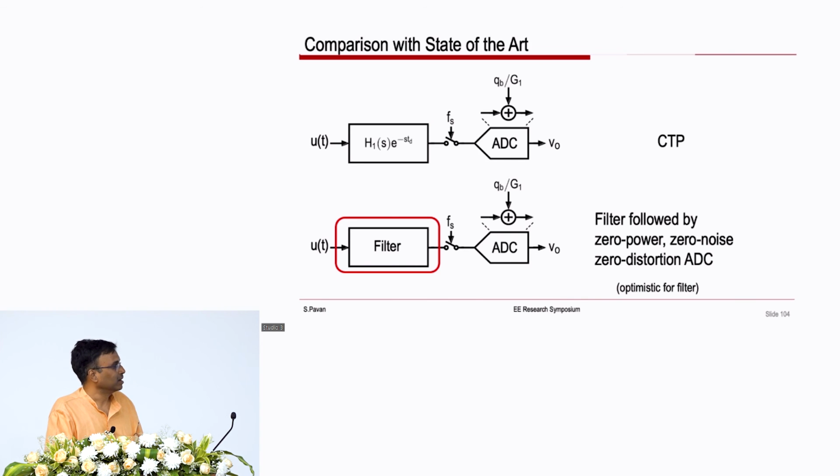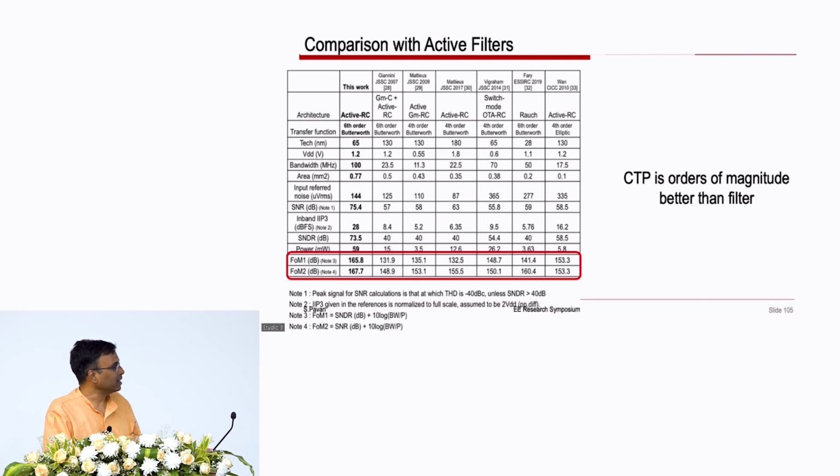But what really shows up is, you can also think of it as a filter followed by a 0 power, 0 noise, 0 distortion ADC. And there you can see that these are all logarithmic figures of merit, and as you would expect, you basically see order of magnitude improvement in power efficiency for the same performance.